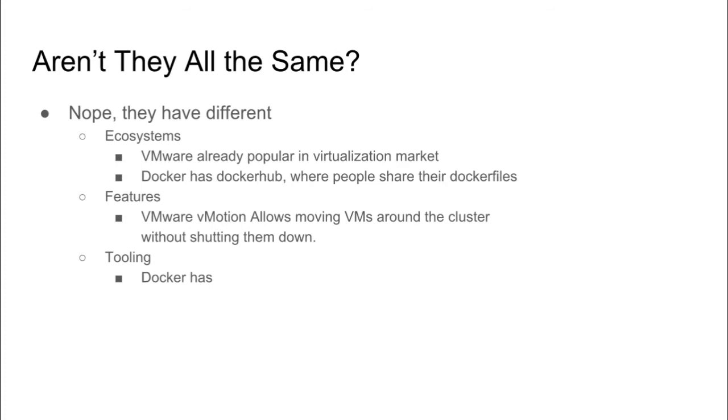It's got Docker Hub, which is a nice thing where people upload their Docker files, which are used for automating the creation of VMs. They also have different features. One pretty cool feature of VMware vMotion is that it allows you to move VMs around the cluster without shutting them down. It can be really useful if you need to upgrade something. You can migrate the VMs off to another host, shut that one down, do everything you need to do, and then cycle that around.